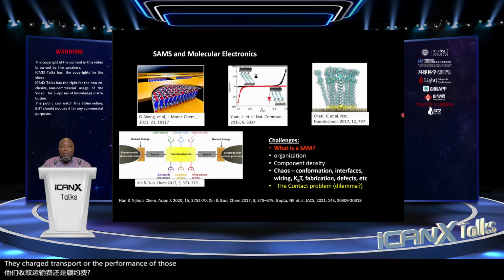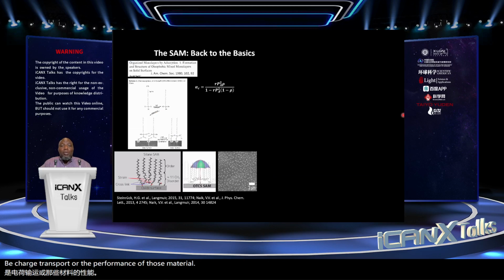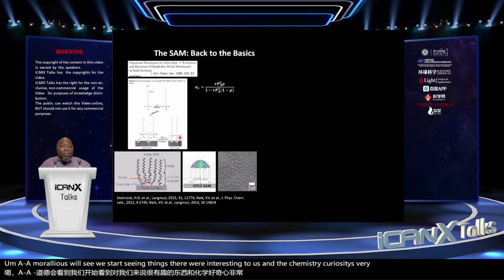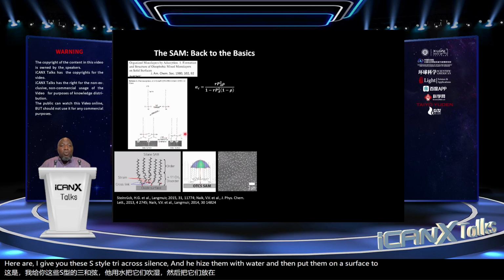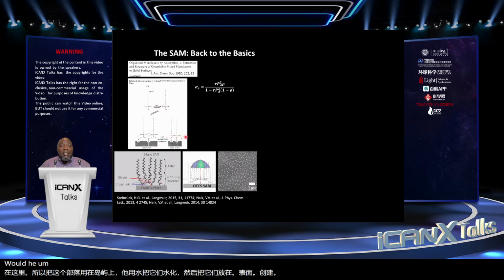So we went back to the basics, and from the work of Jacob Sagiv in 1980, where he talked about these monolayers, we started seeing things that were interesting to us, and the chemical curiosity was very obvious. Here, Sagiv used these trichlorosilanes, and he hydrolyzed them with water and then put them on the surface to create what he says is something like this.